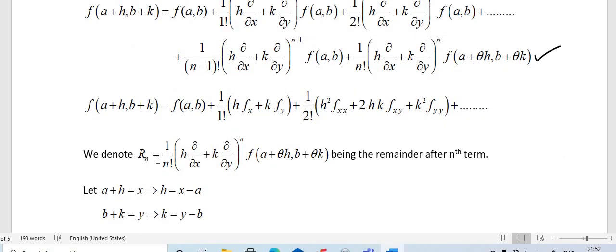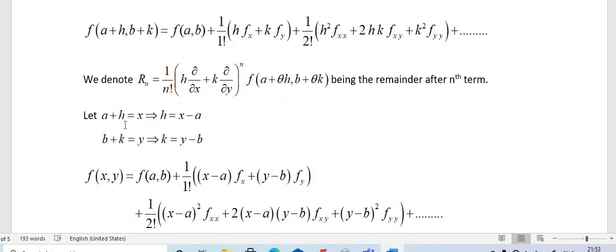We denote Rn equal to 1 by n factorial (h into dou by dou x plus k into dou by dou y) whole power n f of a plus theta h comma b plus theta k, being the remainder after nth term. Why are they telling after nth term? Observe, this is the first term, this is the second term, this is the third term, this is the nth term. That's why this is the remainder after nth term. The denotation of this term is Rn.